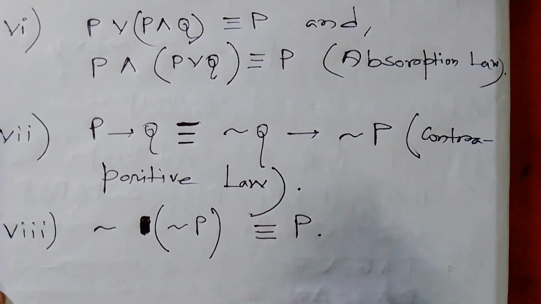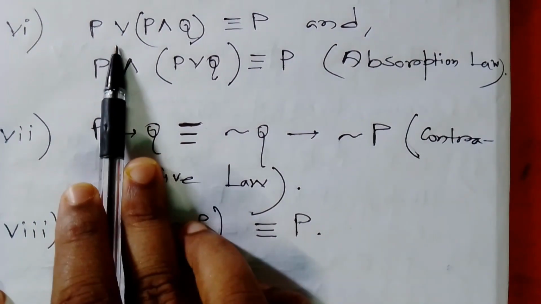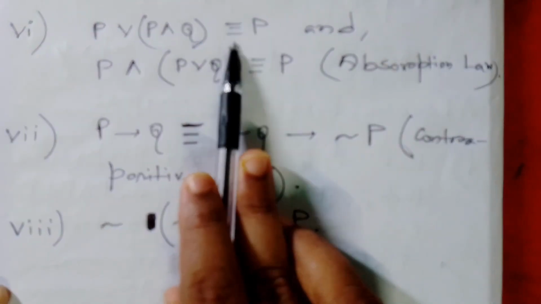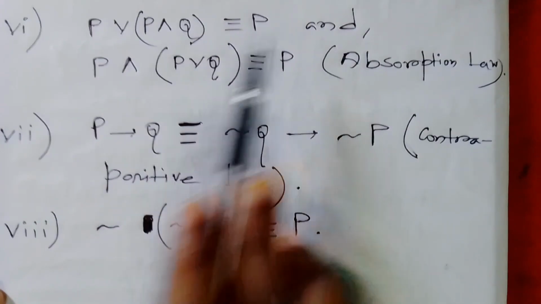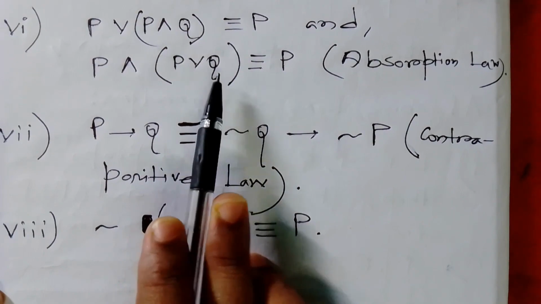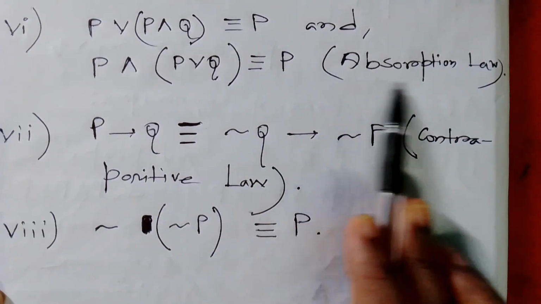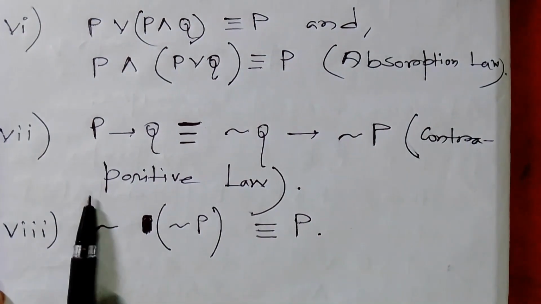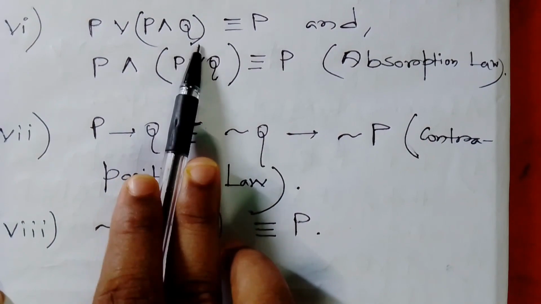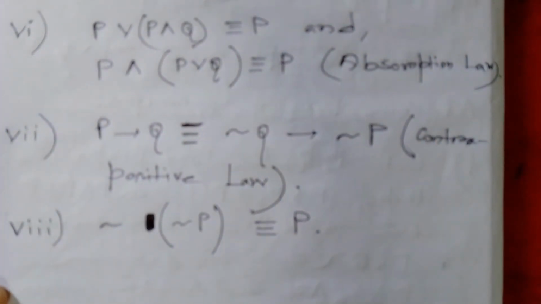And now this is the absorption law. P disjunction (P conjunction Q) has logical equivalence with P, and P conjunction (P disjunction Q) has logical equivalence with P. This is called the absorption law, as the whole thing gets absorbed to P. So this is the absorption law.